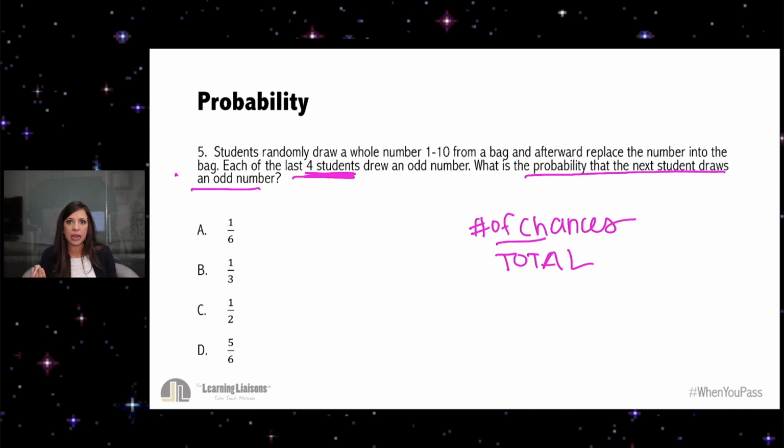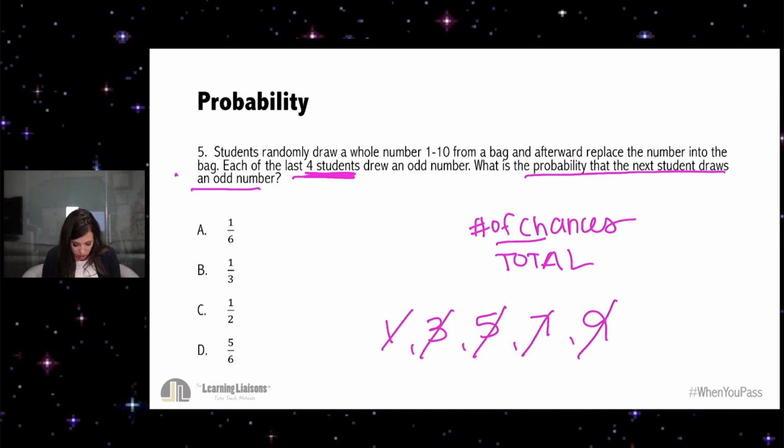So an odd number between 1 and 10: 1, 3, 5, 7, and 9. Those are my only odd numbers between 1 and 10. So I have 1, 2, 3, 4, 5 chances of pulling an odd number. And the number of numbers available in that bag, well, they told us there's 1 through 10. So there's 10 numbers in the bag. But 5 out of 10 is not an answer choice here.